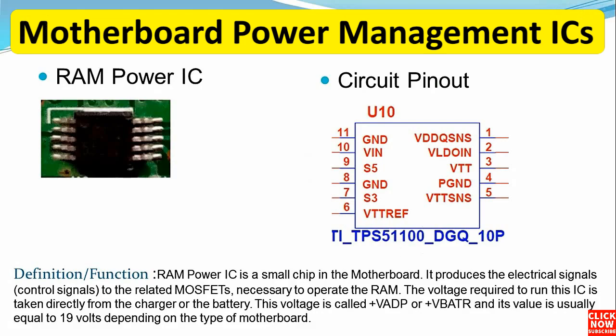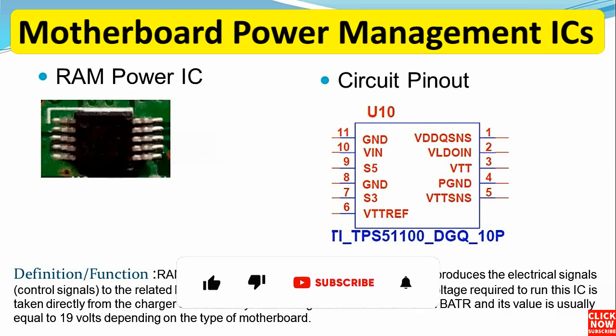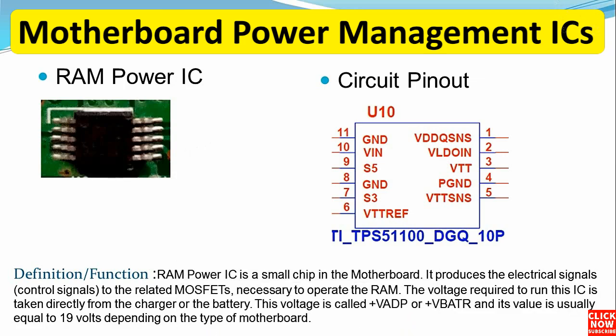So the next IC is the RAM power IC. As you can see here, we have the TPS51100. This IC is basically for RAM. The RAM always has two kinds of power, one main power and another secondary power, or VTT power, the power for RAM terminals. So as you can see here, we have the VTT. This IC is responsible for generating the voltage for RAM terminals. For example, if we have a DDR2 RAM, its main power is 1.8 volts, and the VTT should be half of the main power, meaning 0.9 volts.